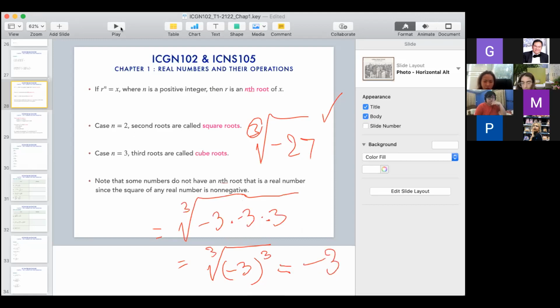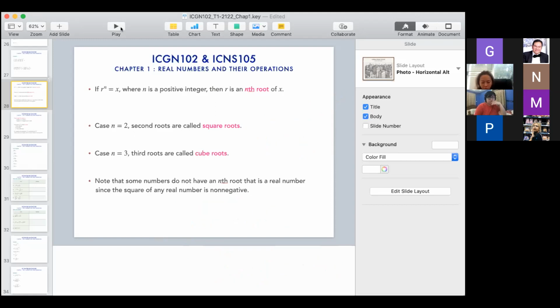So you can see that when n equals an odd number like this, the value inside can be negative. But just like for a power or index that is an even number, like the square root or the fourth root, the value inside must be positive only. This is what I want to tell you, and this was what we learned in the last class.